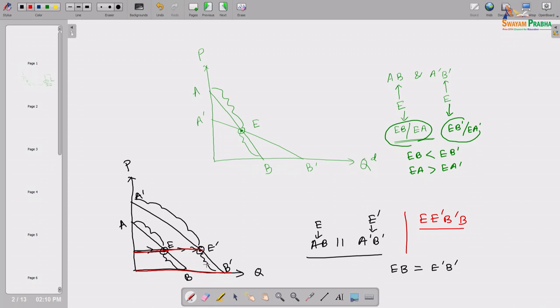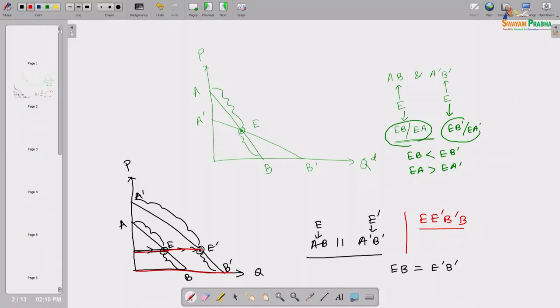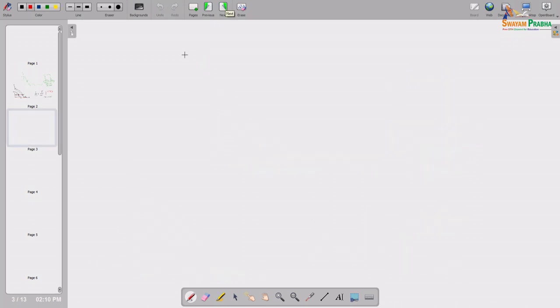So, if we consider the elasticity at E point on the AB demand curve and at E prime point on the A prime B prime demand curve, the numerator value is the same, but the denominator is more in the case of the A prime B prime demand curve. So, definitely elasticity is less at E prime point.